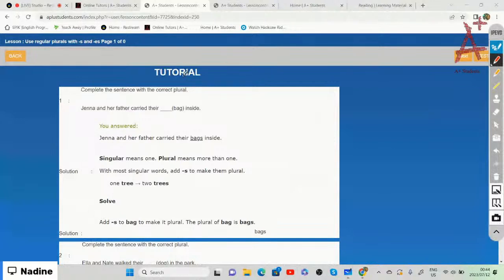All right, so now the first one says, complete the sentence with the correct plural, right? So Jenna and her father carried their bag inside, right? We need to change that word to it being plural. So one bag, two or more. Once we add the S, we say two or more bags. And as you can see, we just added an S, right? So carry the bags. So now the plural of bag is bags.